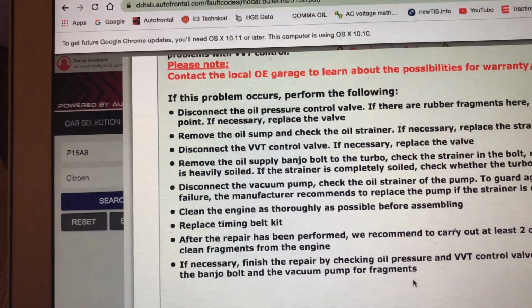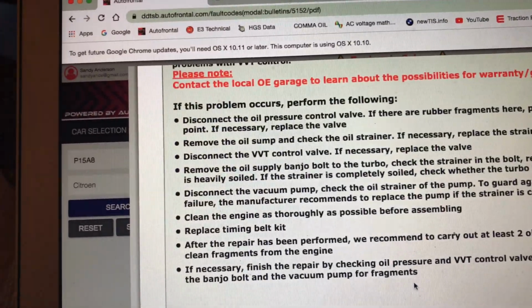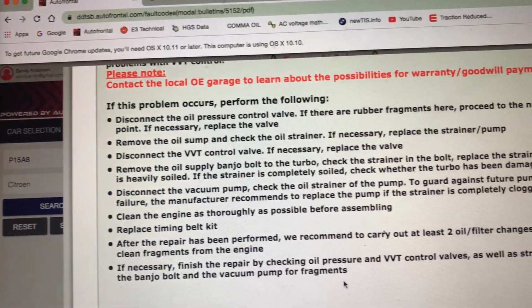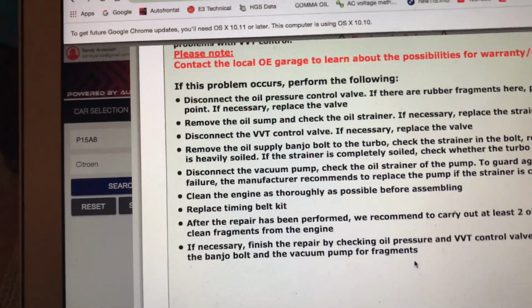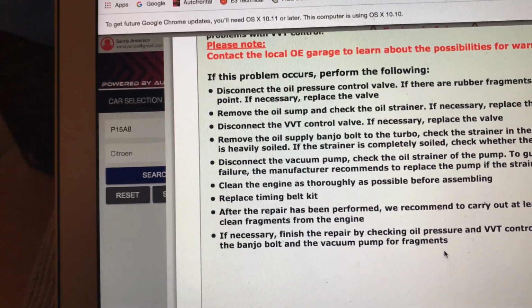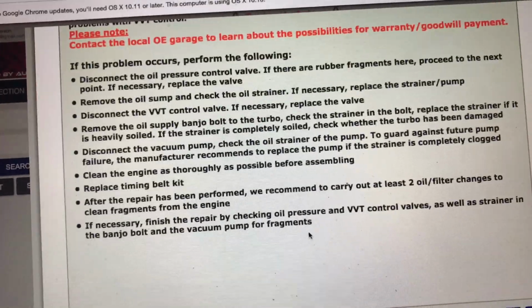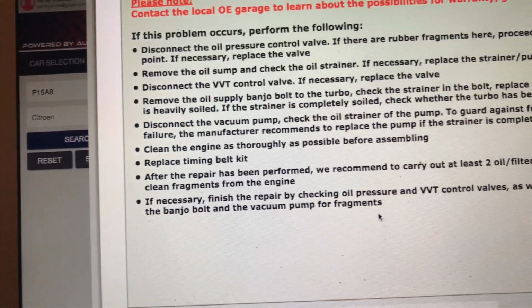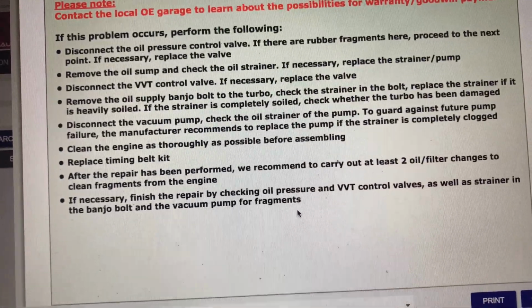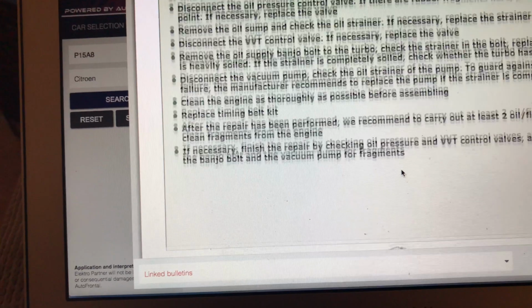Remove the oil supply banjo bolt to the turbo. Check the strainer and the bolt. Replace the strainer if it's heavily soiled. If the strainer is completely soiled, check whether the turbo has been damaged. Disconnect the vacuum pump. Clean the engine thoroughly before assembly. Replace the timing belt kit. After repair performed, we recommend carrying out at least 2 oil filter changes. Clean the fragments. If necessary, finish the repair by checking oil pressure and VVT control valves as well as the strainer and the banjo bolt and the oil pump for fragments.